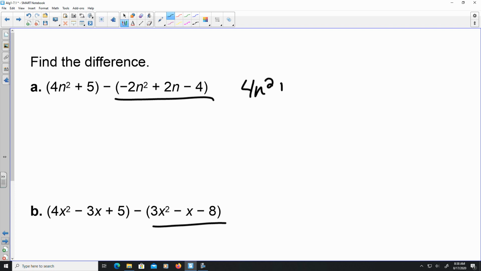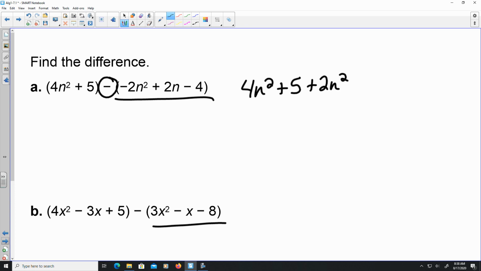4n squared plus 5. That doesn't change. But now because this is a subtraction problem, what you are going to do to the second set of parentheses is change the sign of every term in that second set of parentheses. So if it was negative 2n squared, now it's going to be plus 2n squared.